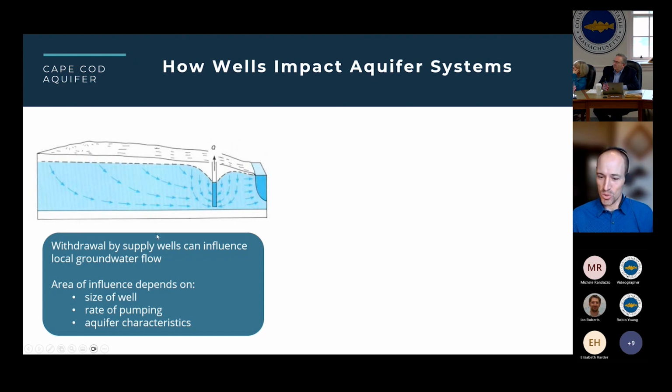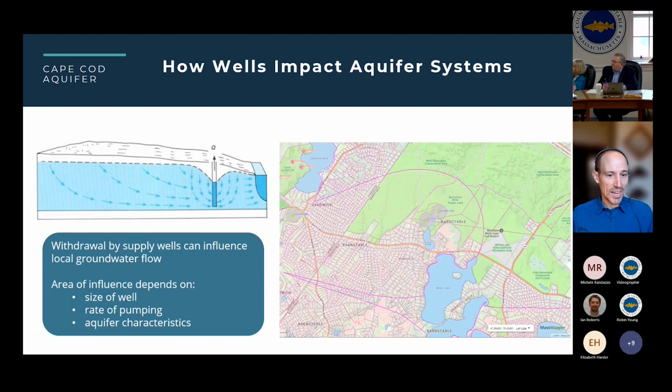Now, how large that area of influence is depends on a number of factors, right? The size of the well, what the rate of pumping is, and then of course the aquifer characteristics themselves. So this is just a very basic example, but all of those things, the size of the arrows, the area where the water table is pulled down, can change. But that's the foundation for how public supply wells are regulated.